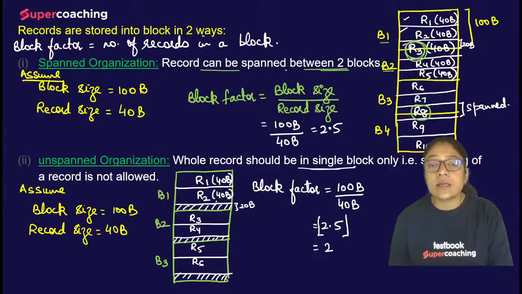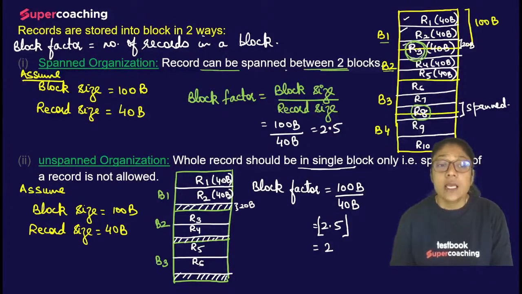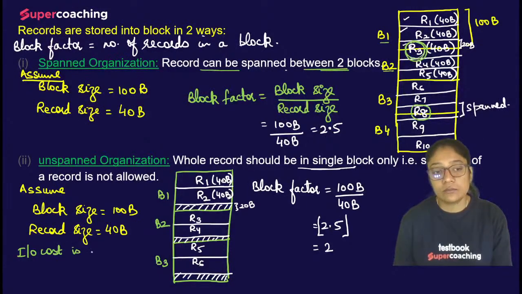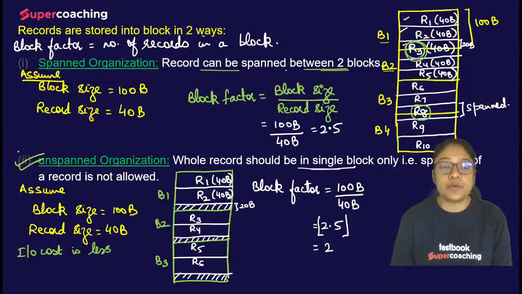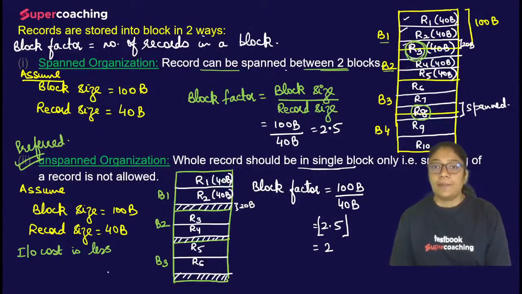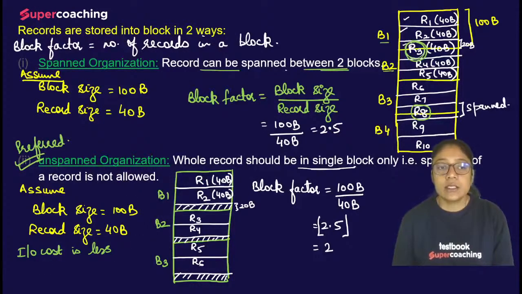But here, since each record is stored only in a single block, to access any record we need to transfer only one block. So here in unspanned organization, the IO cost is less. IO cost simply determines how many blocks we need to transfer from the database to the memory. Since the IO cost is less, that's why unspanned organization is preferred. Make sense? So this is unspanned organization.